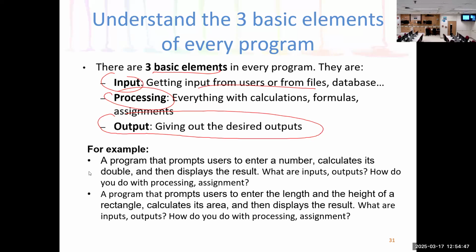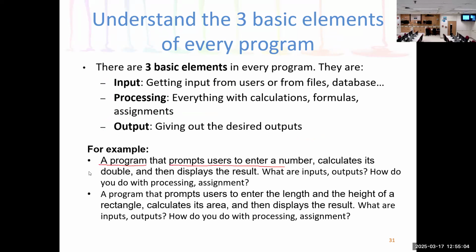Now think about this one. I have a very simple program here, right? A program that prompts the user to enter a number, calculates its double, and then displays the result. This is the requirement for my program.